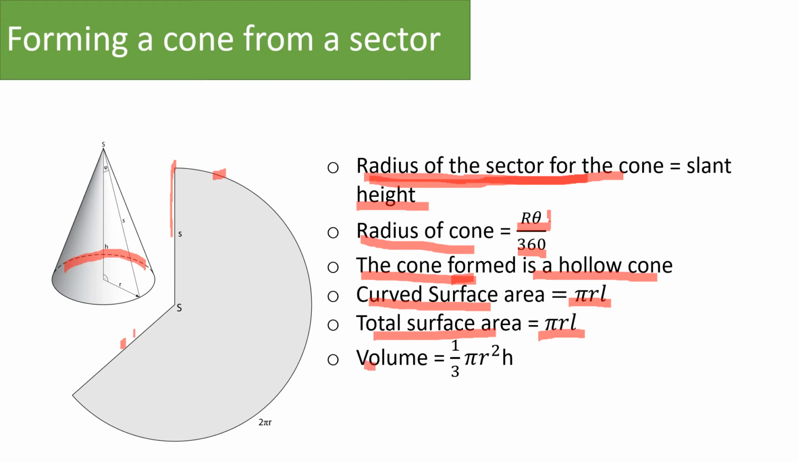The volume of the cone is the same thing, 1/3 pi R square h. So this is a summary of how to form a cone.